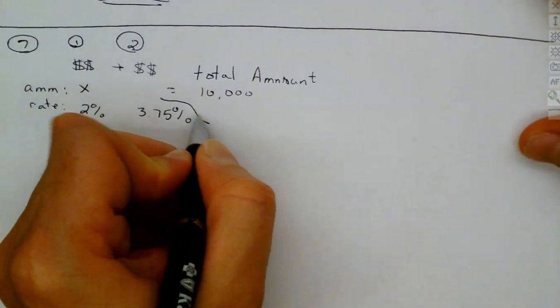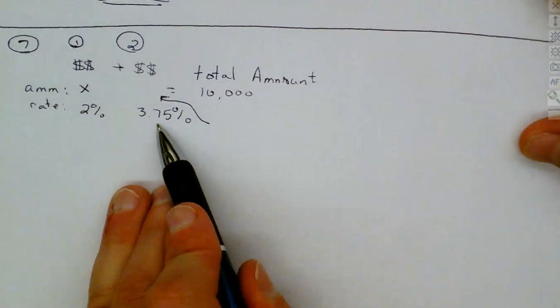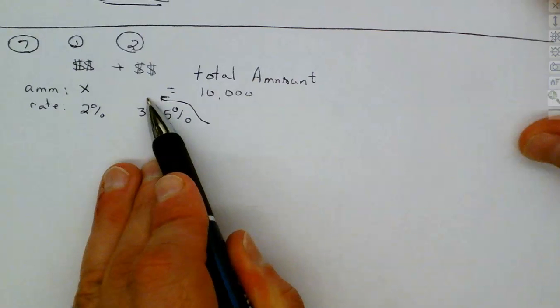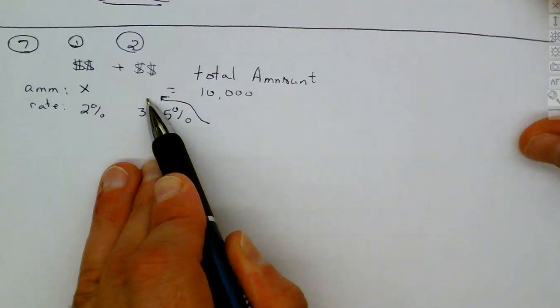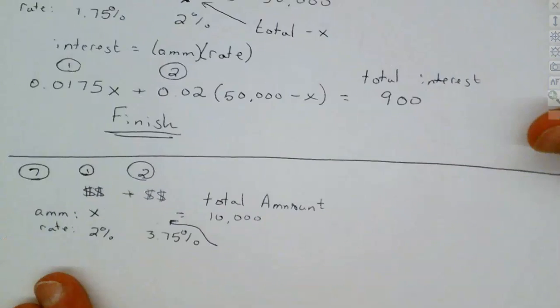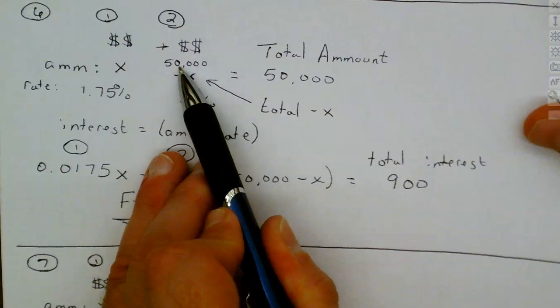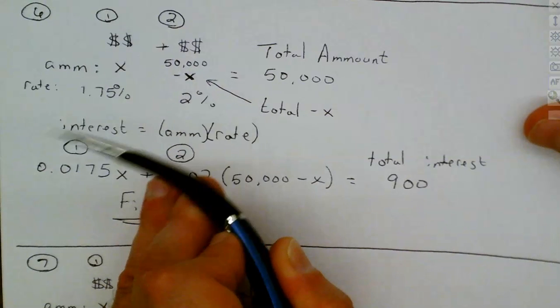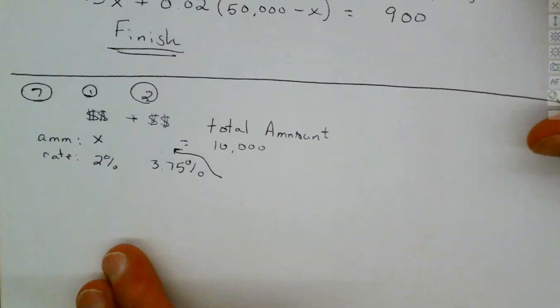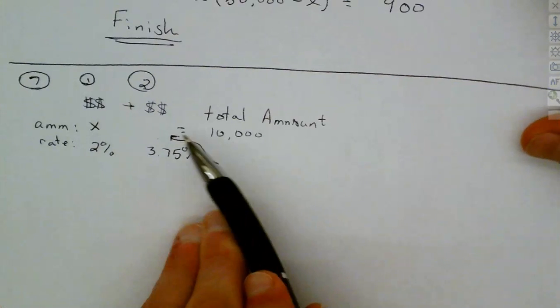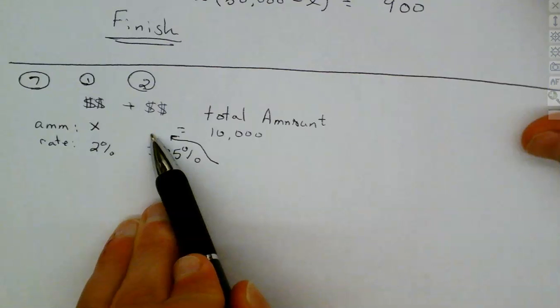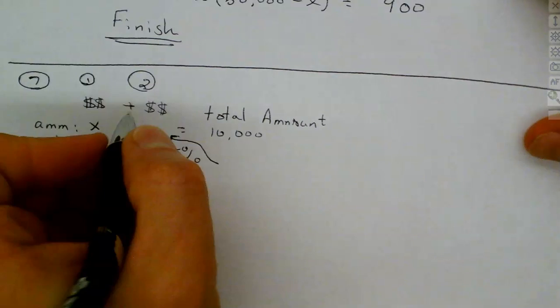And what about over here? Does anyone know what's going to go with the 3.75%? What goes here? Okay, that's going to be what? Anyone got any ideas? Okay, look at the last one. What about the last one? What went with the last one? 50,000 was here. This one was then 50,000 minus x. So look at the pattern. This one's 10,000 here. So what's going to go here, do you think? It's going to be 10,000 minus what? Minus x. Yep, someone said it.